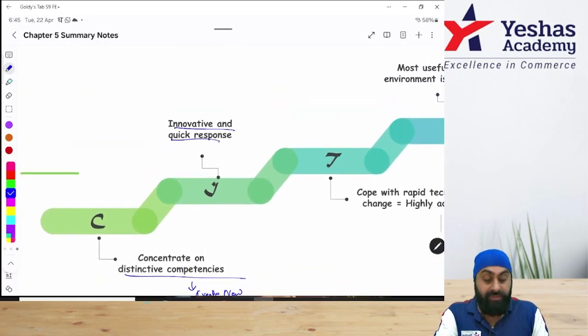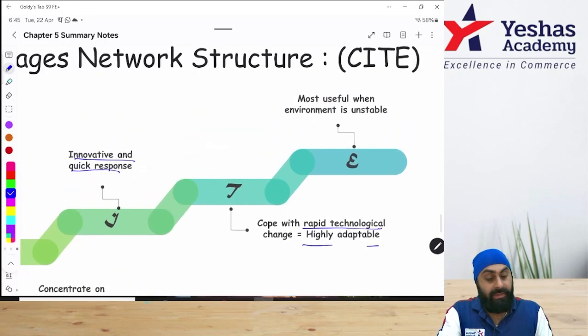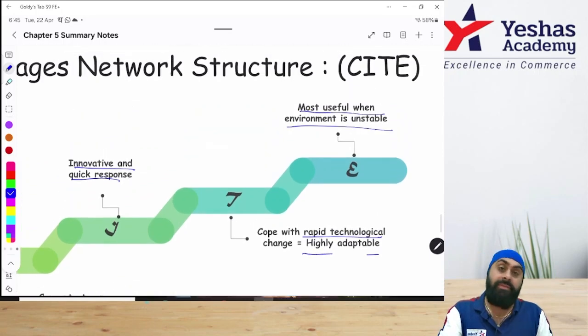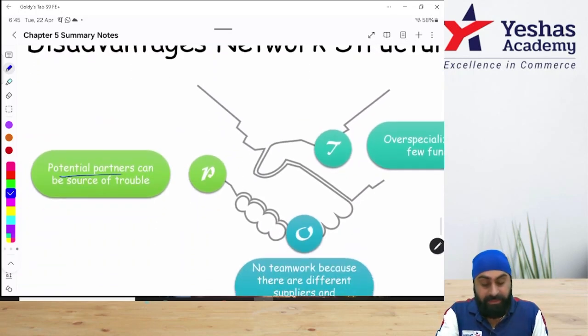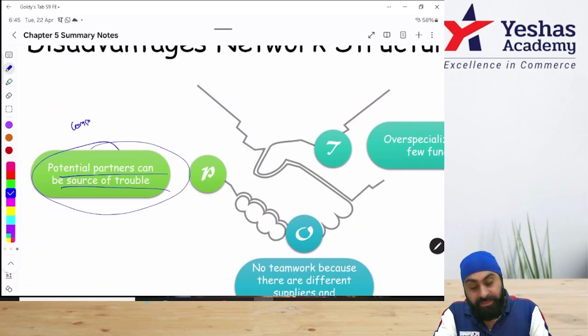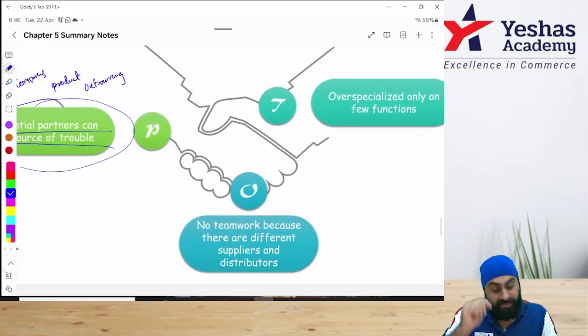You can be innovative and quickly respond to environmental changes. You can cope with rapidly changing, technologically highly adaptive markets. It is most useful when the environment is very unstable. Now, in a network structure, the potential partners can be a source of trouble. This is very important. If your company becomes successful on a product which you have outsourced, that outsourcing company will start making its own product in its own brand name. So it's creating a potential competitor for you, which is a negative point.